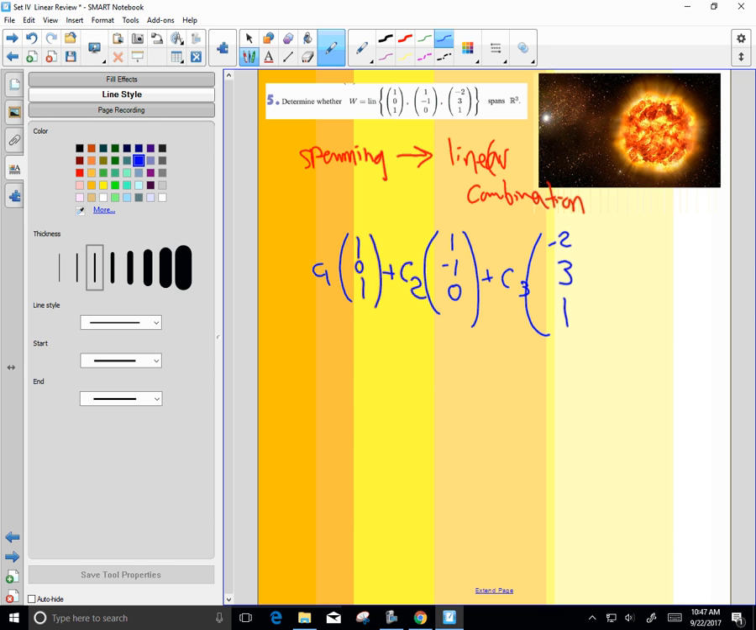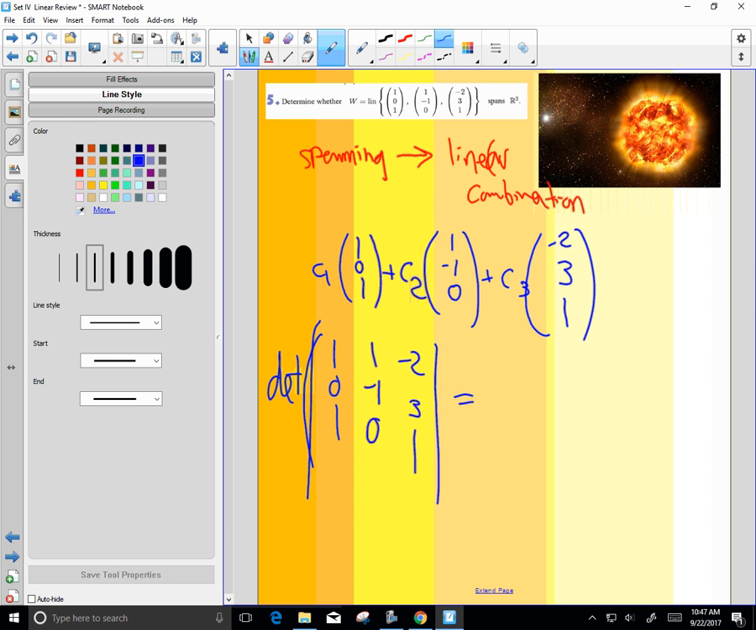Okay, now we can prove it instantly by taking that matrix, 1 0 1, 1 negative 1 0, negative 2 3 1, and taking the determinant. And if that determinant is equal to 0, that tells you what? No inverse, and it doesn't span. So go ahead and take that determinant.